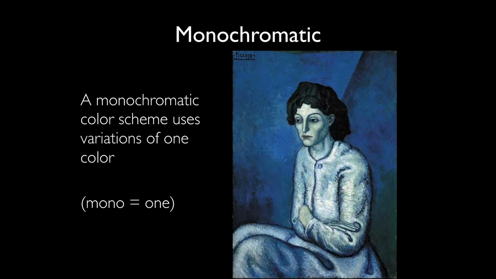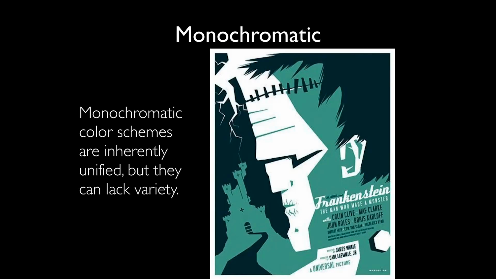Monochromatic is similar to achromatic, but instead of just black and white, you can have variations of one color. There could be lighter versions of the color, darker versions of that color, tints, tones, and shades. There could be slightly different color casts to the color, but at its essence, it's variations of one color. As with achromatic, monochromatic color schemes are inherently unified, but they too can lack variety, so you need to make sure that you build that in other ways.